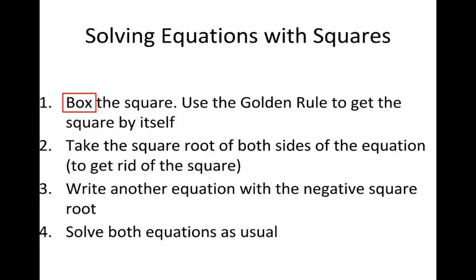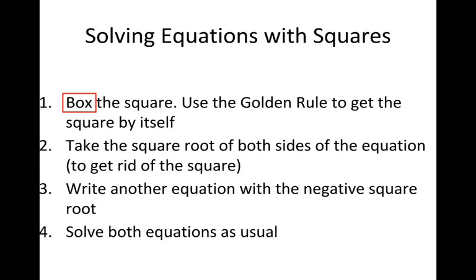Just like the equations with square roots, we're going to start by circling the variable, drawing the line, and boxing the square. All right, so we want to get that square by itself before we can get rid of it. Once we get the square by itself, we're going to get rid of the square by taking the square root. This is where things get a little bit different, though.